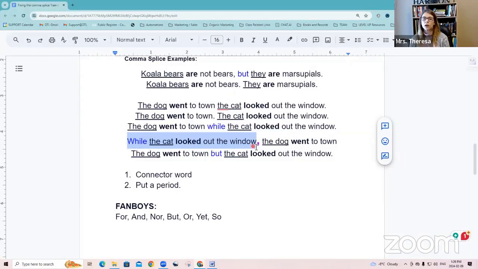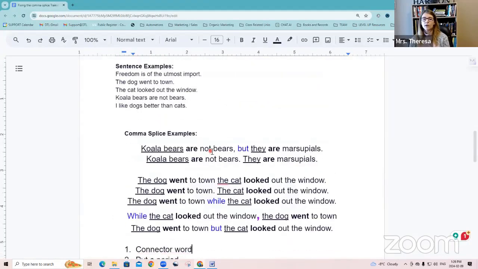Whenever you have an introduction to the sentence, it might be a word, it might be a phrase, or it might be an entire clause. We always put a comma. So we just have to remember that sometimes the while is in the middle, and sometimes it's at the beginning. And if it's at the beginning, we have to put a comma. Okay, the dog went to town, but the cat looked out the window.